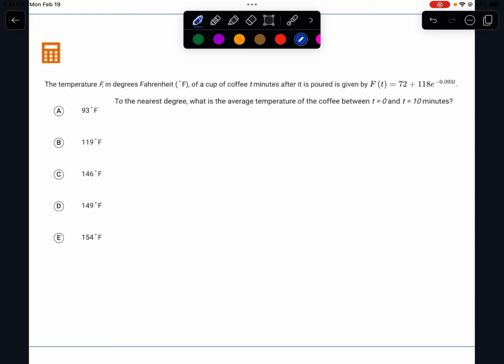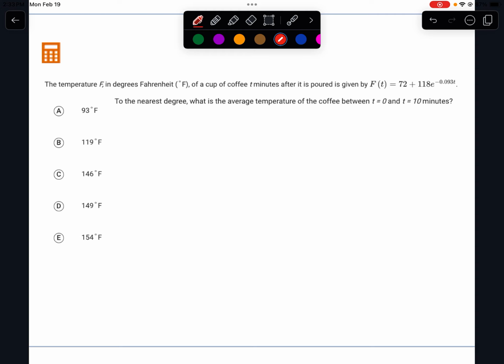Here's the first. The temperature F in degrees Fahrenheit of a cup of coffee, t minutes after it's poured, is given by the function capital F there. To the nearest degree, what is the average temperature of the coffee between t equals 0 and t equals 10? Okay, average temperature, and the function F gives the temperature. So here we are finding the average value of that function F from t equals 0 to t equals 10.